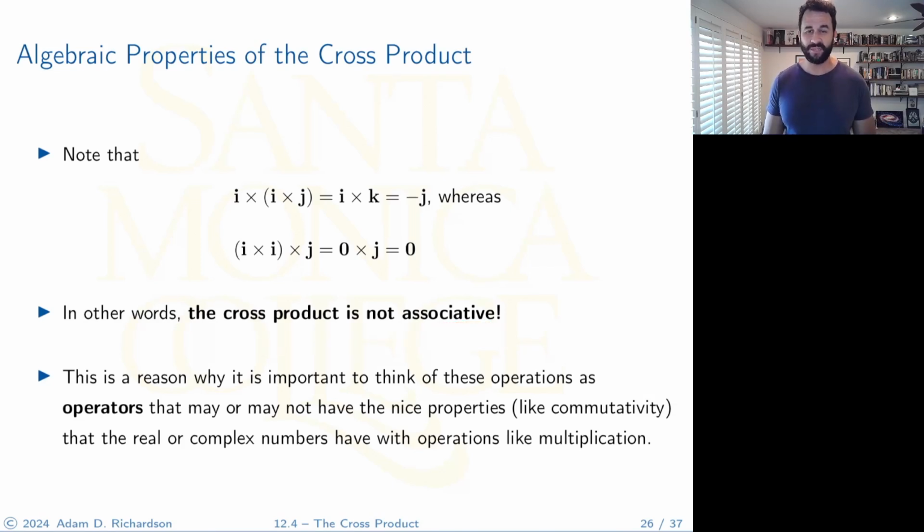So this is one of the reasons that it's really important to think about these operations as operators. And operators may or may not have certain properties that you become so accustomed to when working only with real numbers. Real numbers are just so nice, right? So real numbers with multiplication and addition are commutative. They're associative. Everything is super nice. In this case, this operator is not as nice. So if you start changing the order of things in your cross product, you're going to get different results. So be very, very careful there.